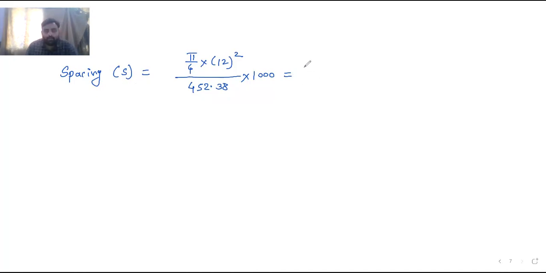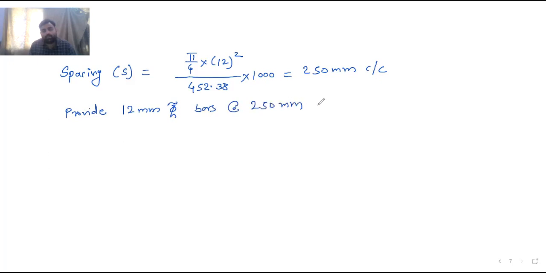So it is 250 mm center to center. So provide 12 mm diameter bars about 250 mm center to center. So this is about the vertical ties. Now this is the vertical ties we have provided, that is the vertical bars. Vertical reinforcement is over. Now we will look for the horizontal ties.